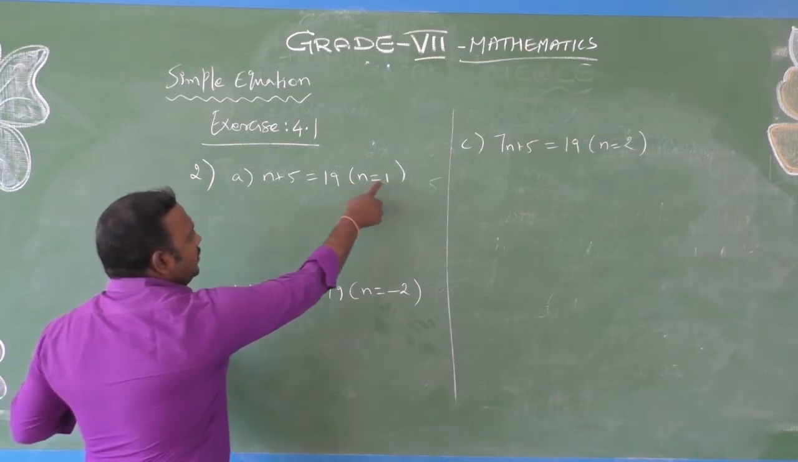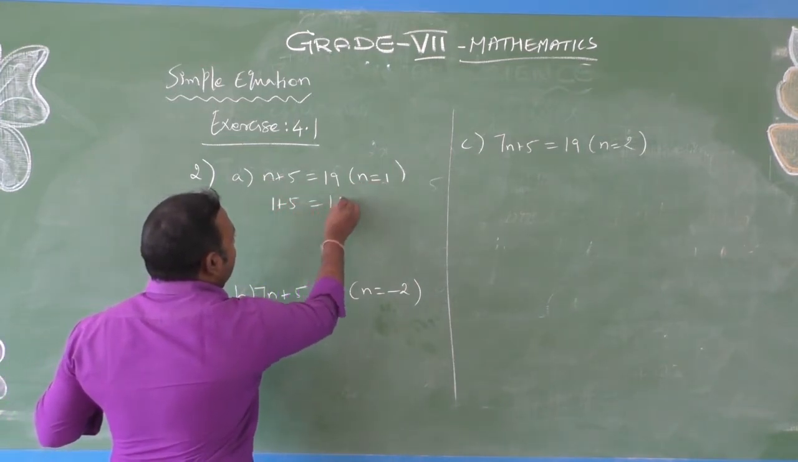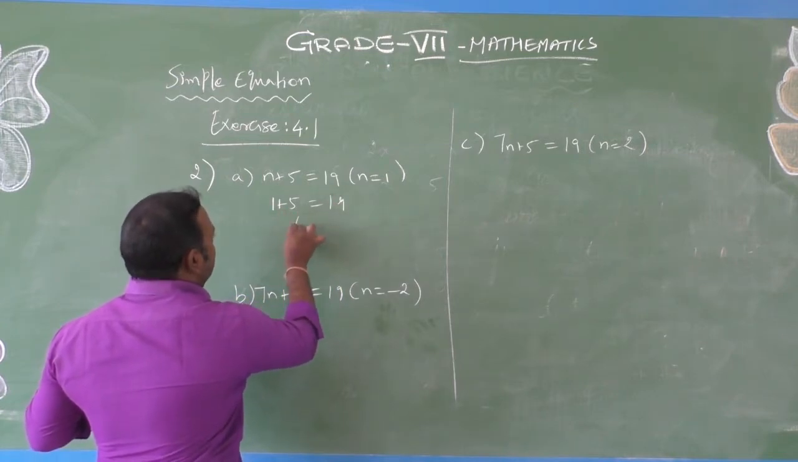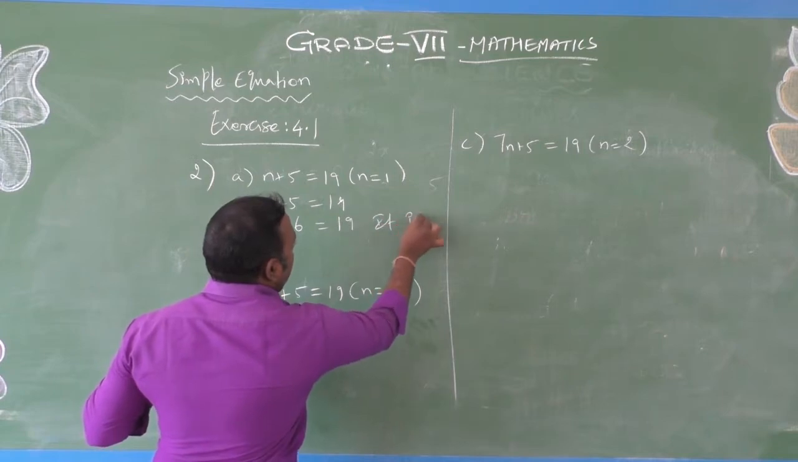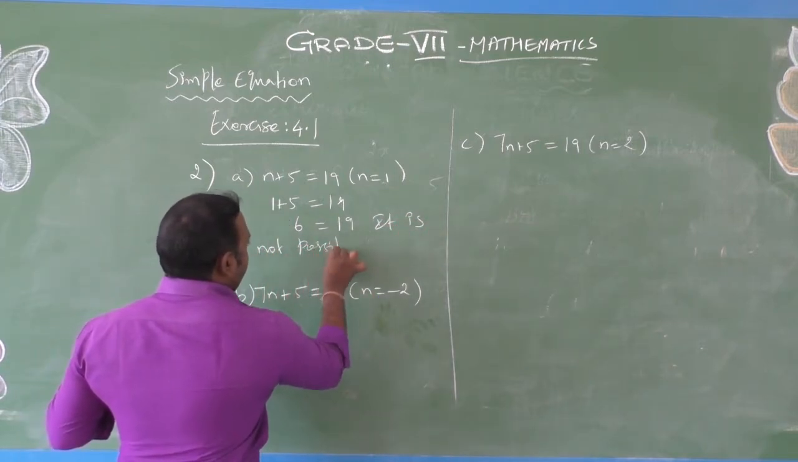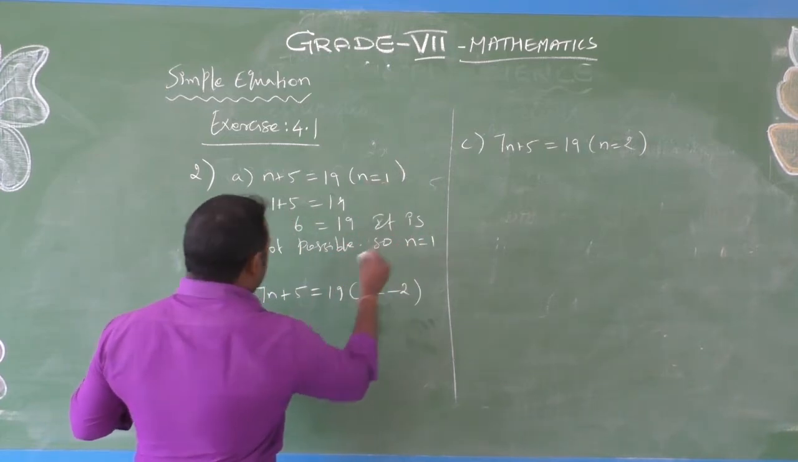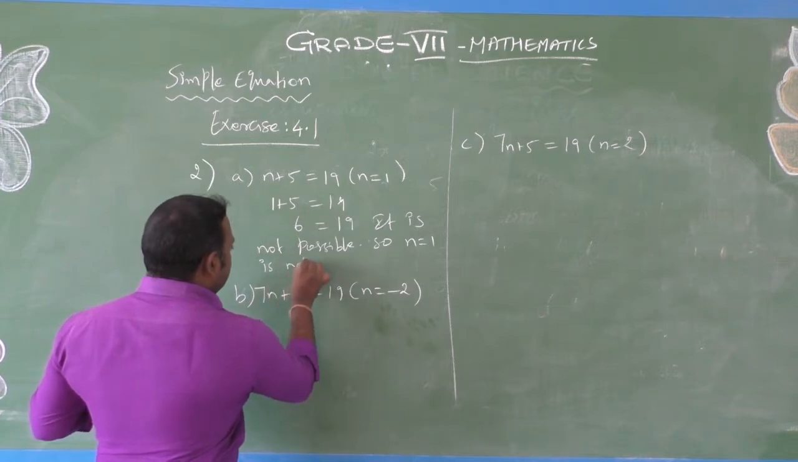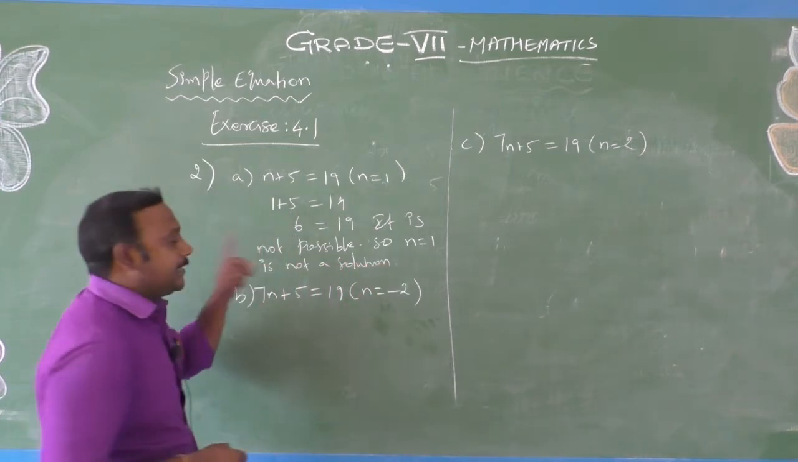So if n is equal to 1, then 1 plus 5 is equal to 19. So 1 plus 5 is equal to 6, which is not equal to 19. So it is not possible. So n is equal to 1 is not a solution of the given equation.